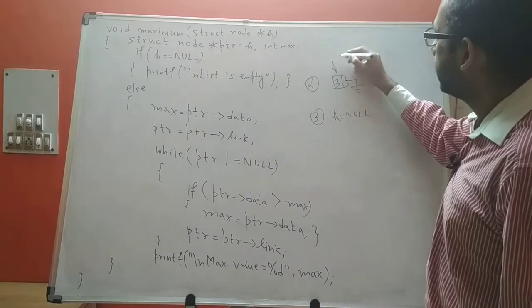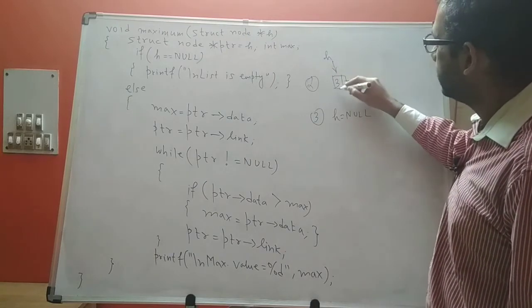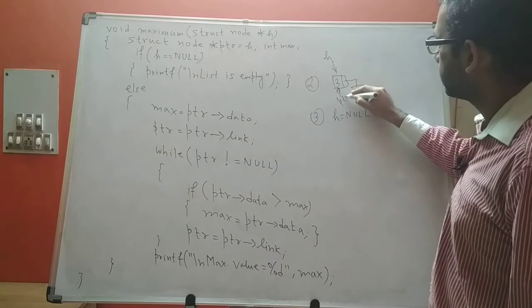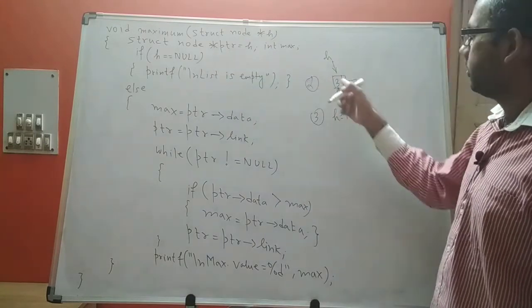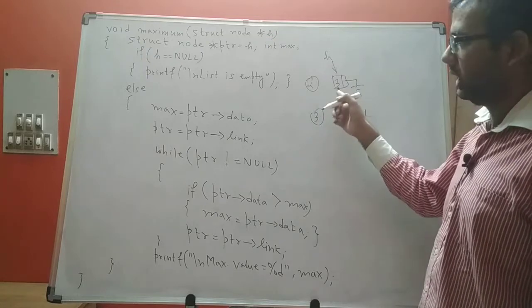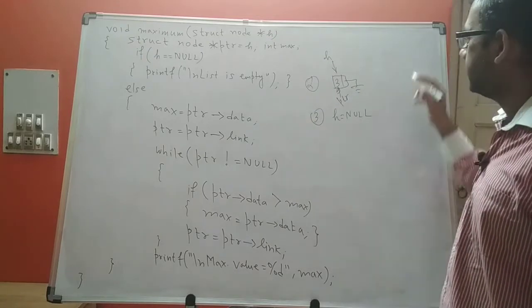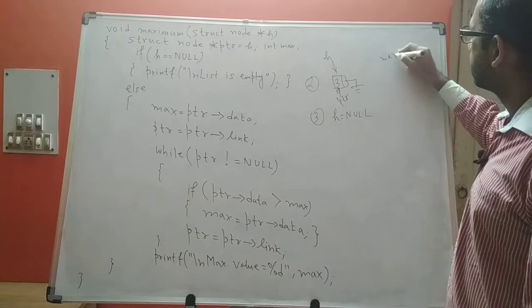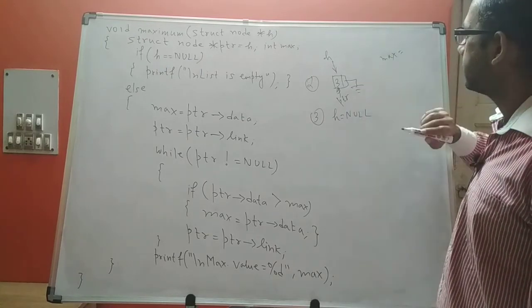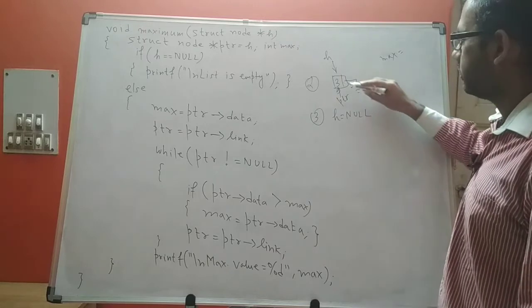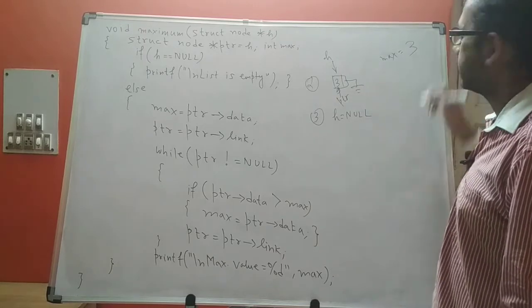Now H is pointing to this, obviously, and ptr is also pointing to this. Now look at this. This condition is not satisfied because H is containing the address of this node, which is not null. So come to the else part. max equal to ptr arrow data. So ptr arrow data means the data part of the node to which ptr is pointing. Its data part is 3. Max gets a value of 3.